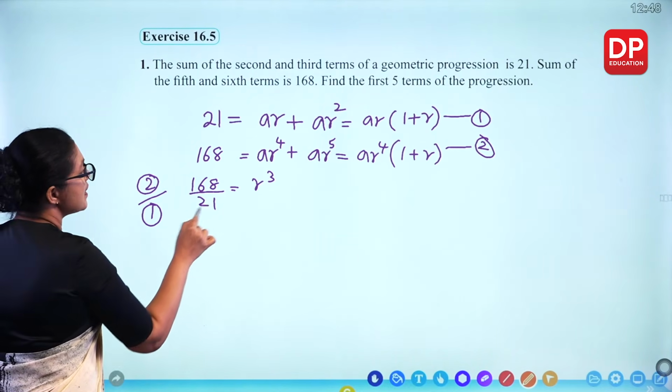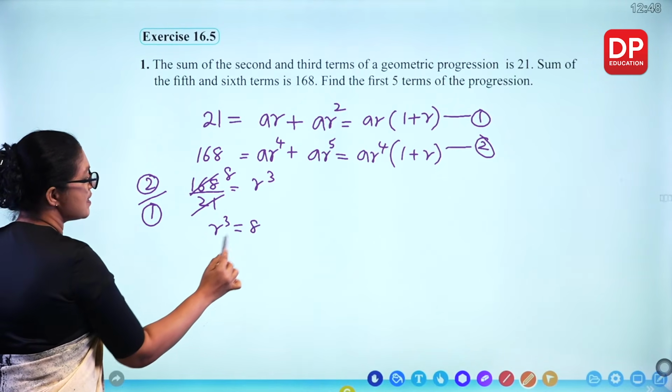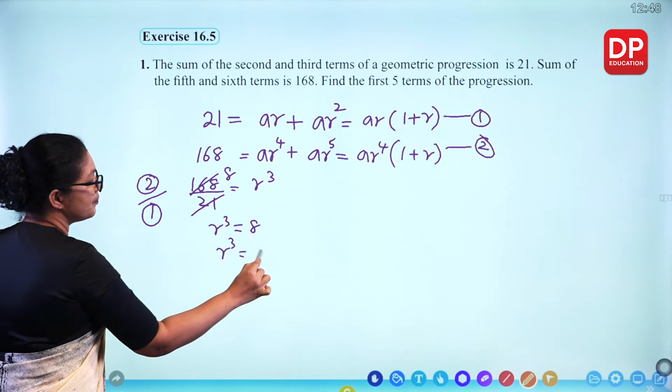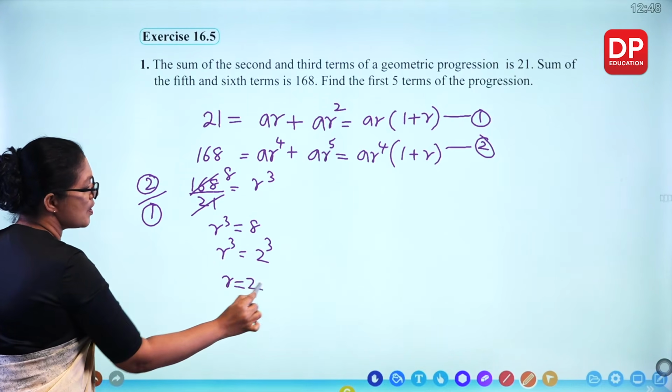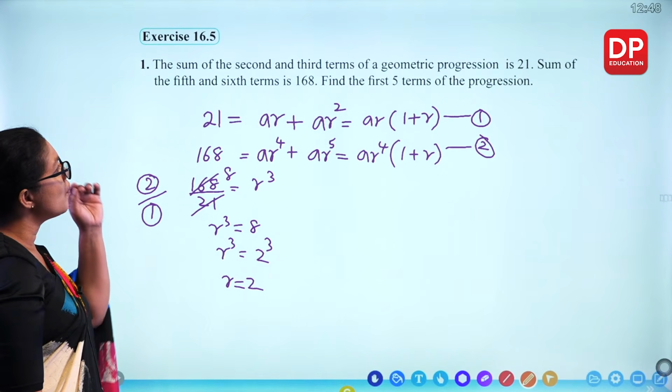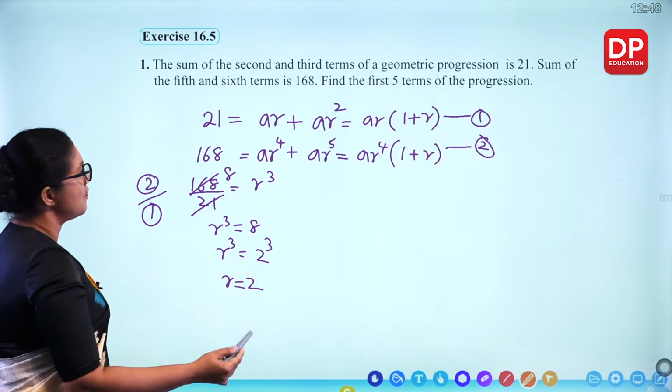So this is 8. R to the power 3 is 8. So what's R? I can write 8 as 2 to the power 3. R is equal to 2. Now we need to find out A. We'll take the first equation.